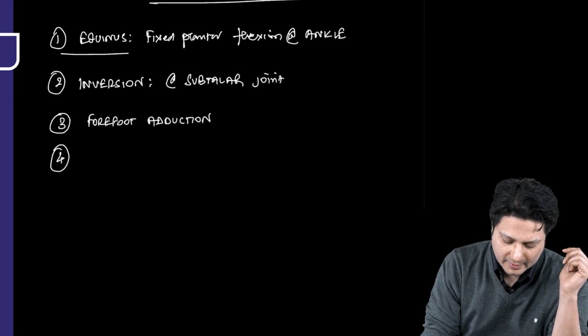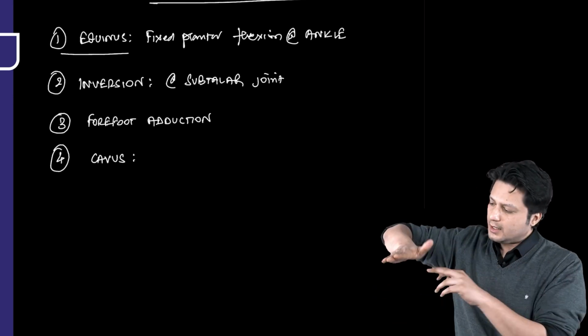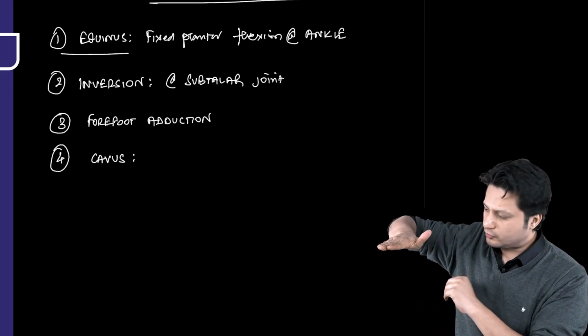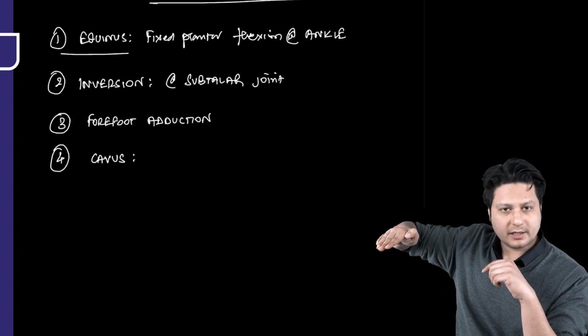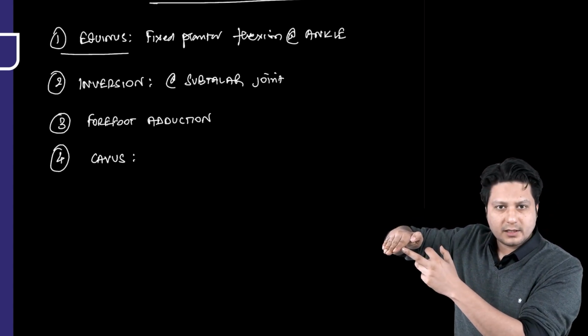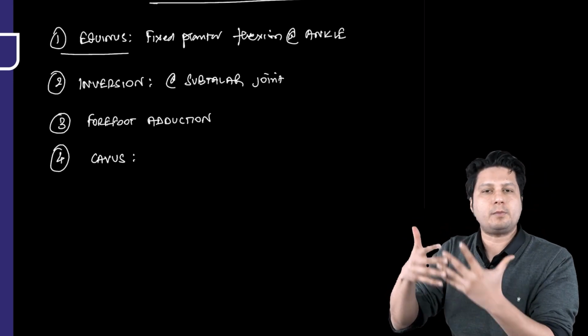Apart from this, there will be cavus. Now what is cavus deformity? Just try to understand. The plantar surface of the foot is not flat. It is having a concavity. Now this concavity is present on the medial side. This is represented by the medial plantar arch.